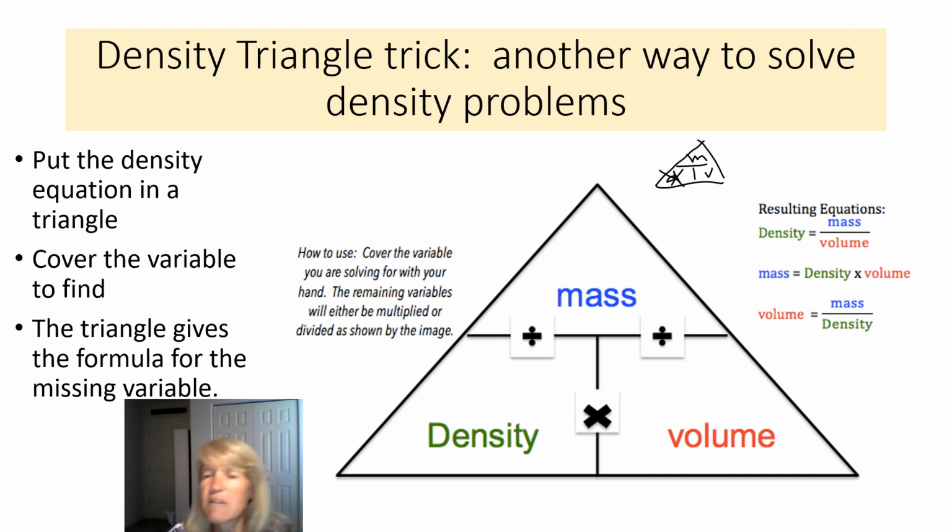Density equals mass divided by volume. Or if you want to find the mass, you cover it up, and you have density times volume. Or if you're trying to find the volume, you cover it up, and you will have mass over density. And so you can use the tricky triangle if you like it, if you find that easier.